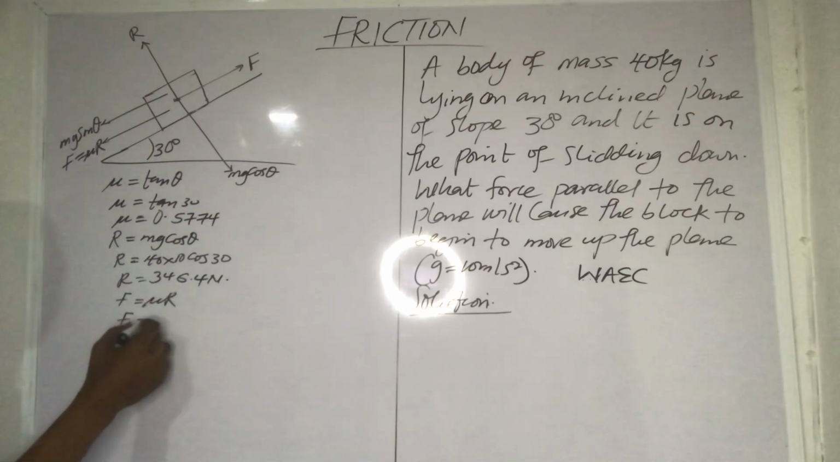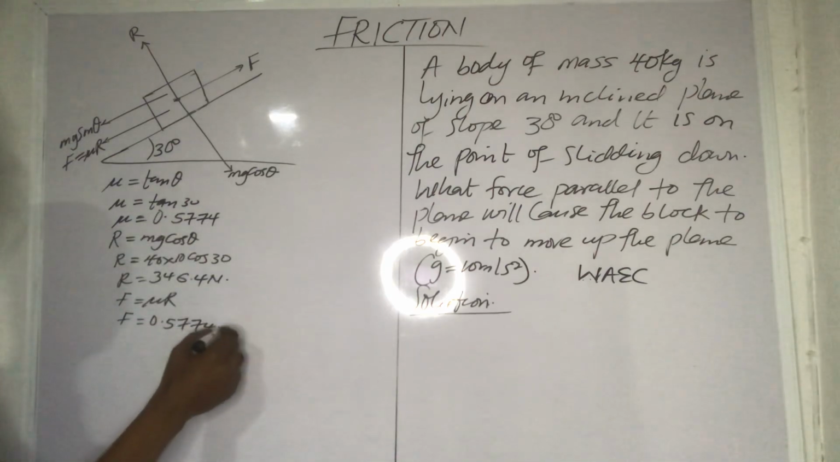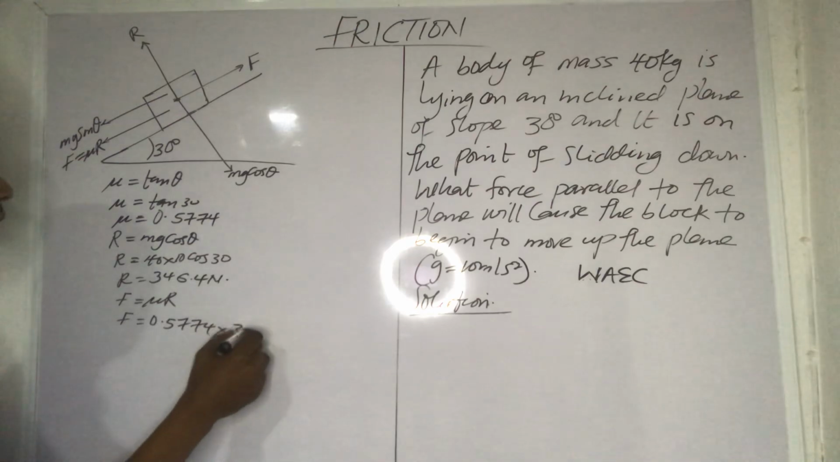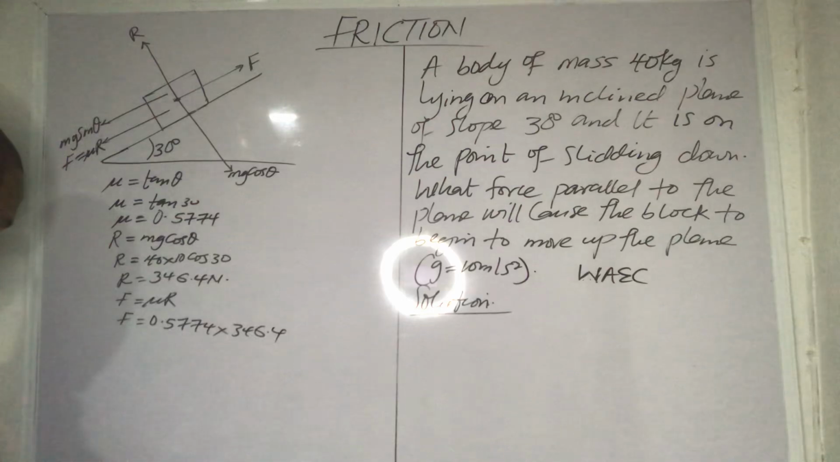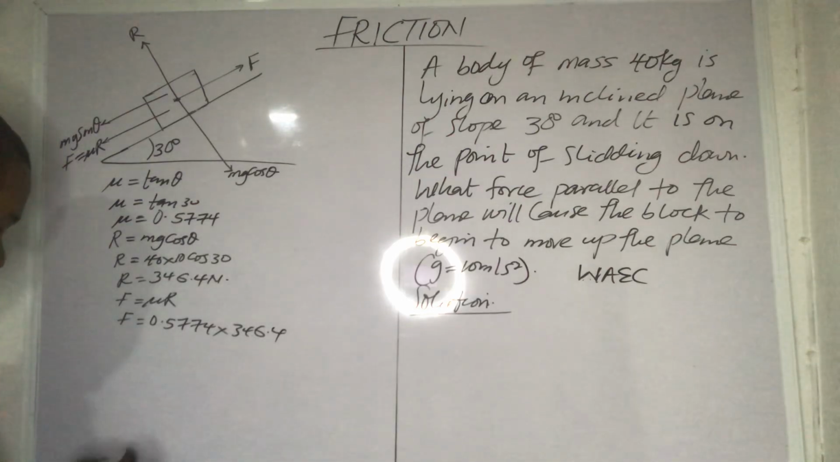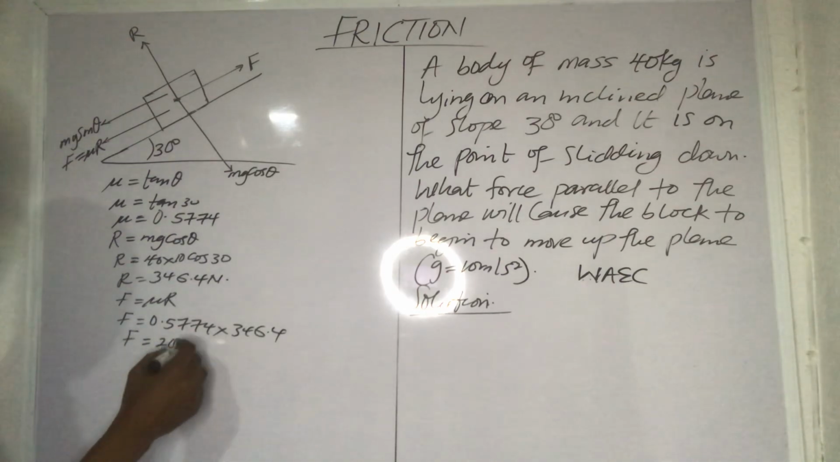Then my frictional force F is equal to mu R. My mu is 0.5774, then my R is 346.4, times 0.5774. So my force is 200 Newton.